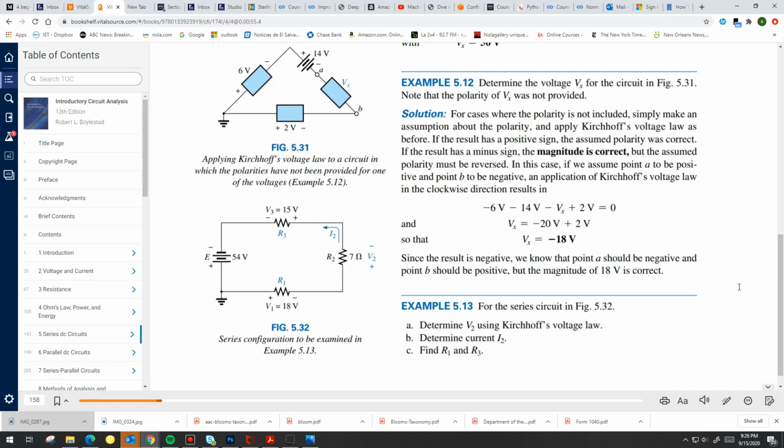In this case, it says, find the value of V2. And let's see, what are they giving me here? They're giving me the source voltage. They're giving me the voltage drop across R3. They're giving me the voltage drop across R1.